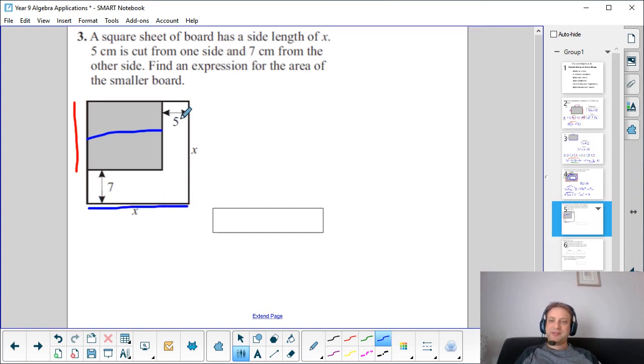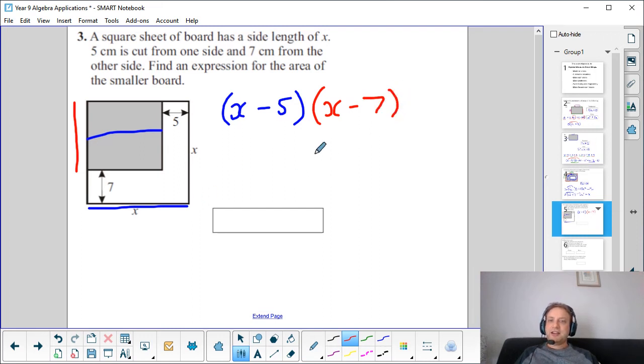But then we're taking away some stuff from it, right? So we're very simply starting with x and taking away 5. So we can literally write that out, yeah? If I want to know how long this board is, it's basically x take away 5, right? I start with a full length of x, I take away 5 from it. And then for the height of it, same idea. I started with x, and I subtract 7.